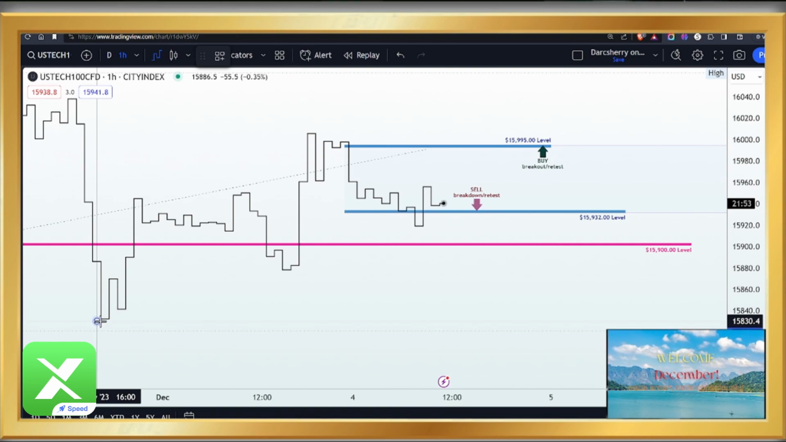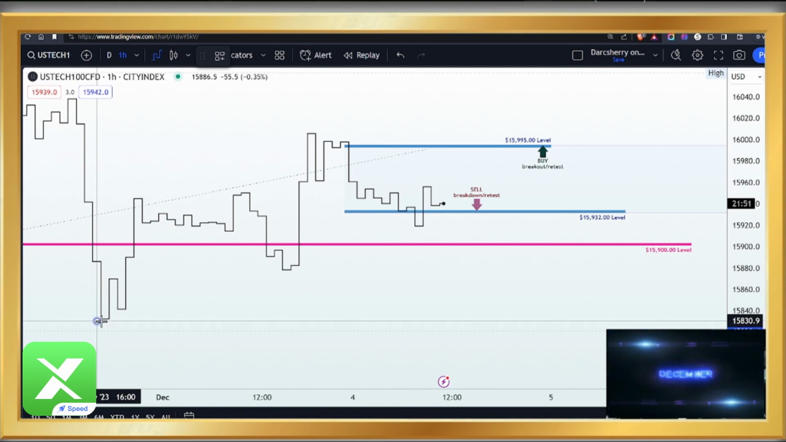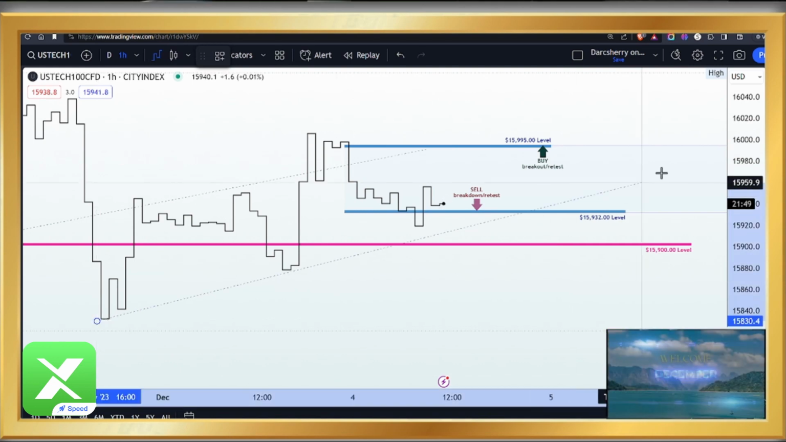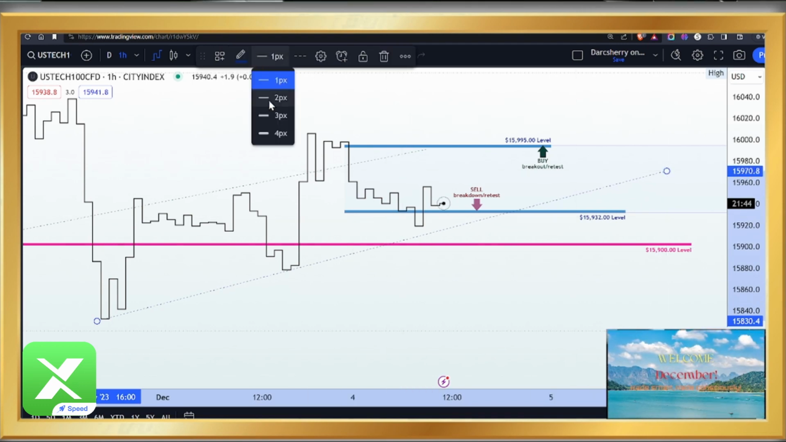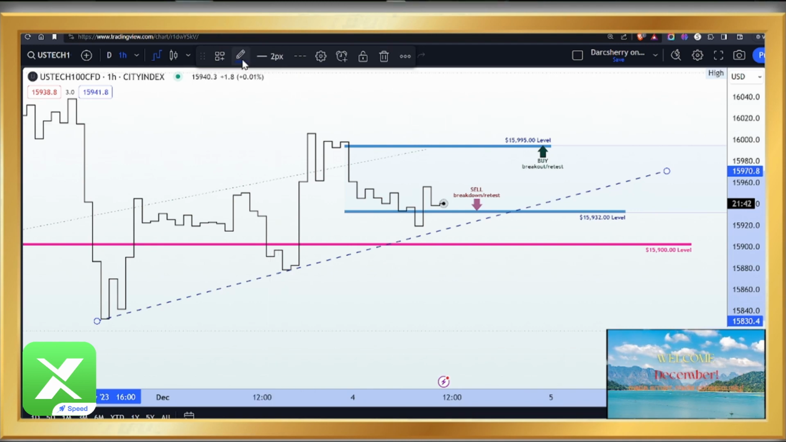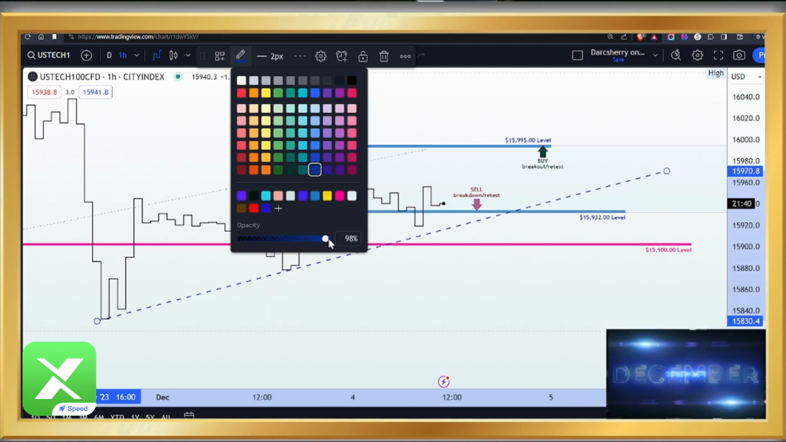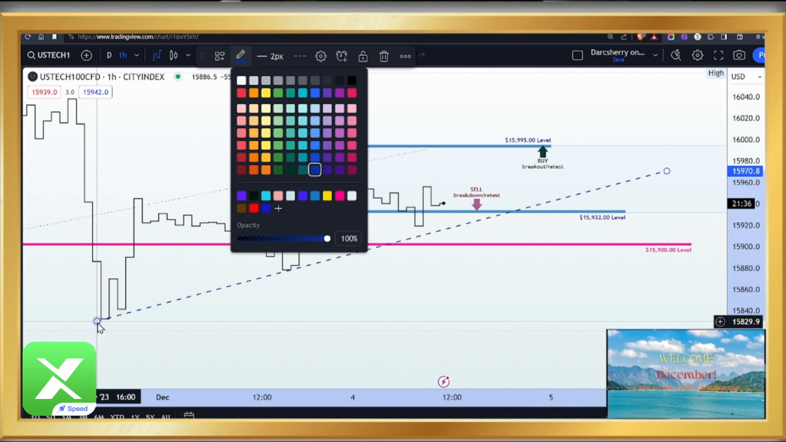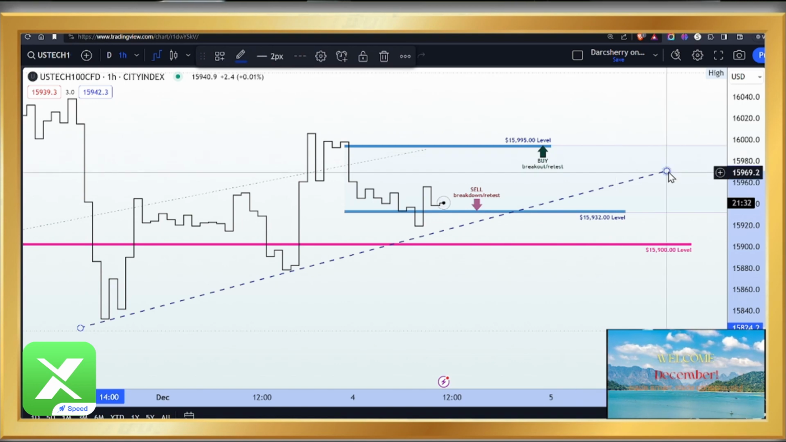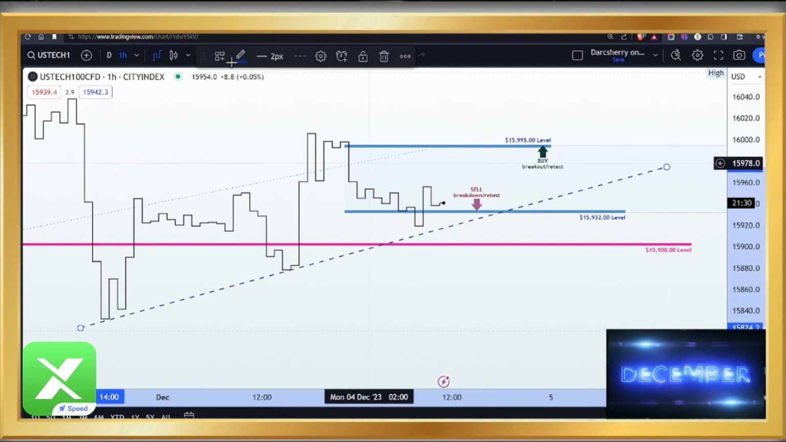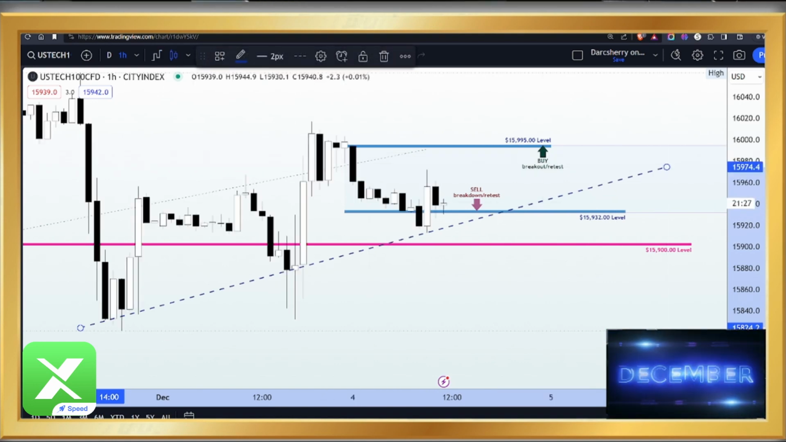So if we connect the series of higher lows since last week Friday, you will see we have something like this. So I would like to thicken this a little bit to emphasize its importance. So I will just give this a much thicker trend line so it makes things visible enough for us to see and emphasize its importance at this current juncture. So you can see what we have here.